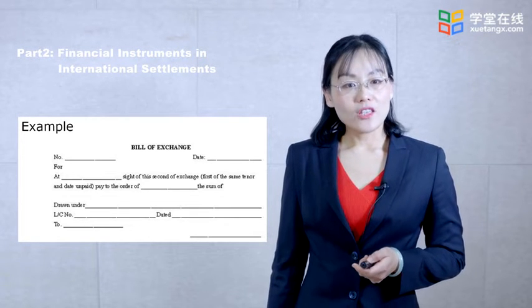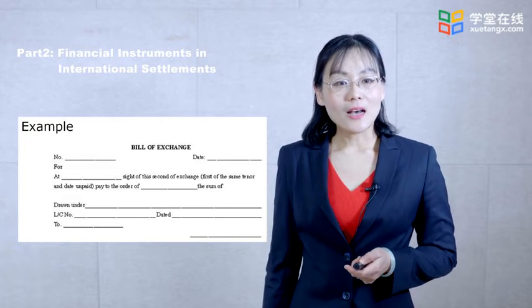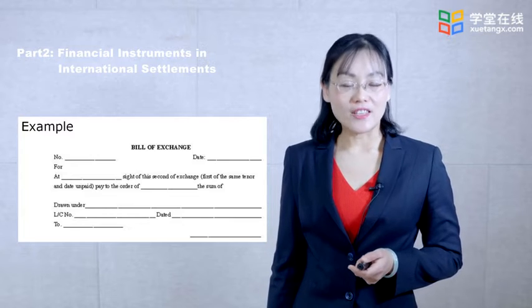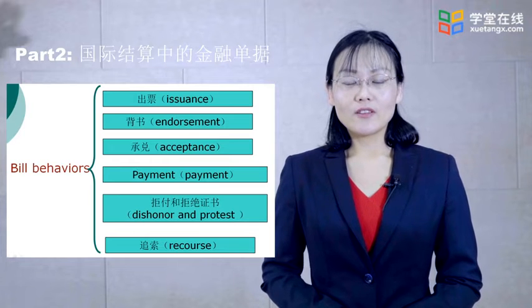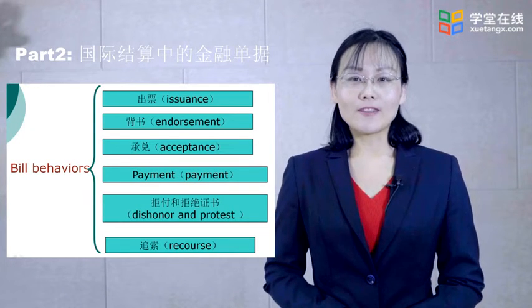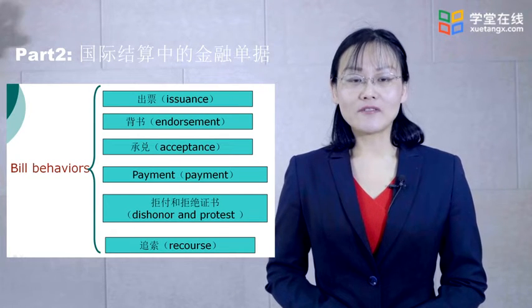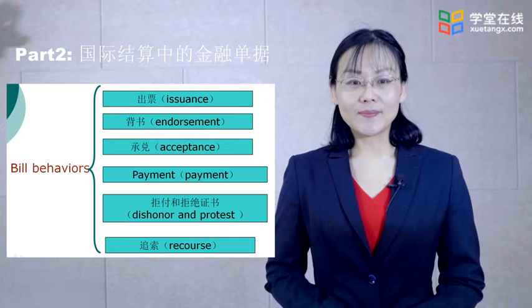For a bill of exchange to be effective, it must embody all of the required items. The issuance is the first step. To issue a draft comprises two behaviors to be performed by the drawer. One is to draw and sign a draft. The other is to deliver it to the payee.